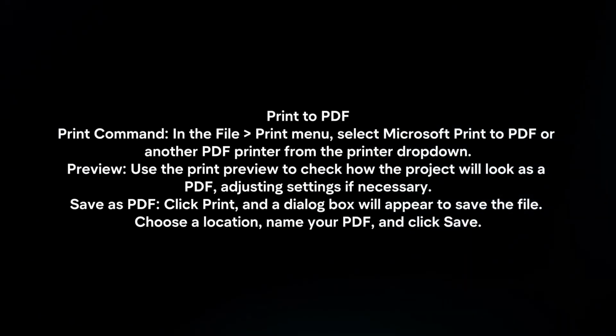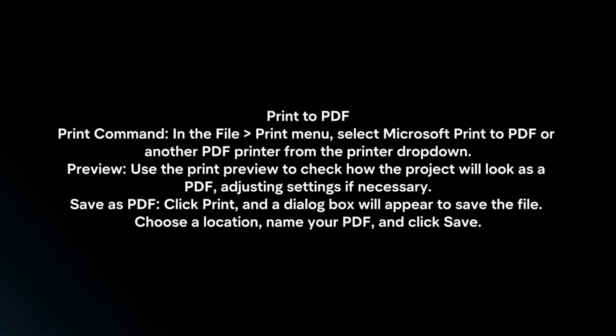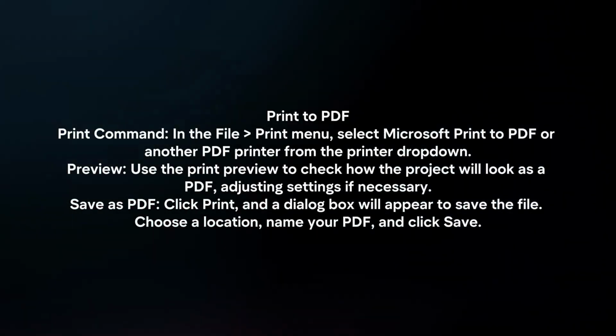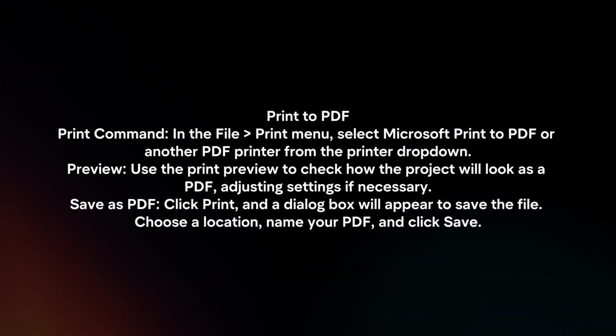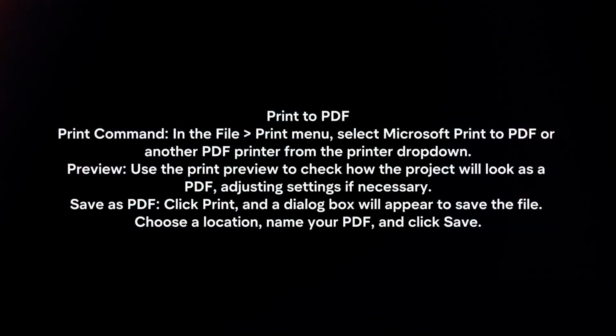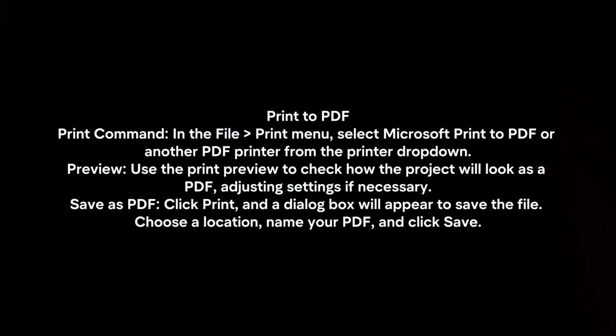Print to PDF. Print command. In the File, Print menu, select Microsoft Print to PDF or another PDF printer from the Printer drop-down. Preview. Use the print preview to check how the project will look as a PDF, adjusting settings if necessary. Save as PDF. Click Print and a dialog box will appear to save the file. Choose a location, name your PDF, and click Save.